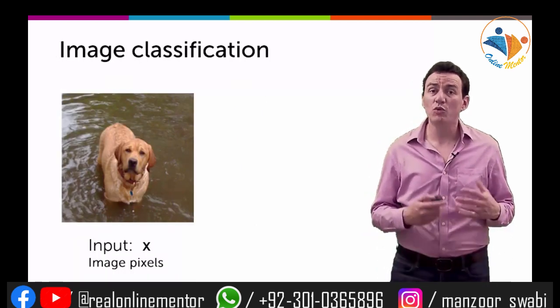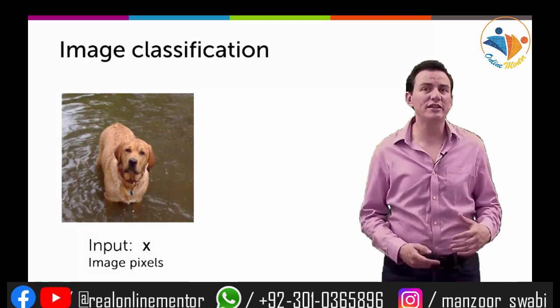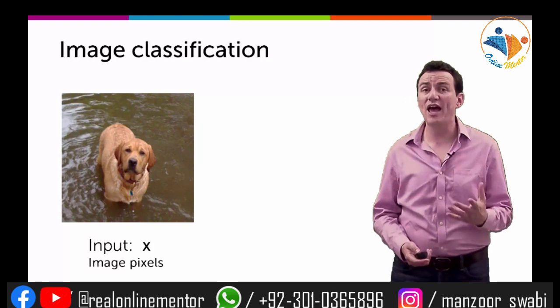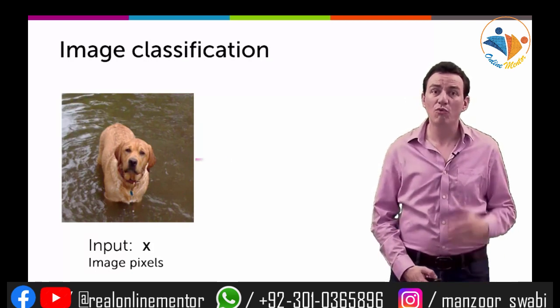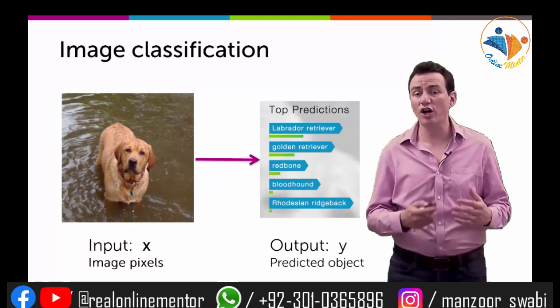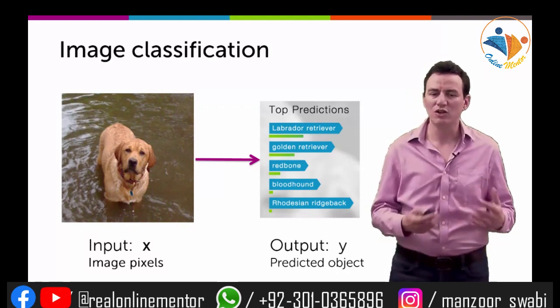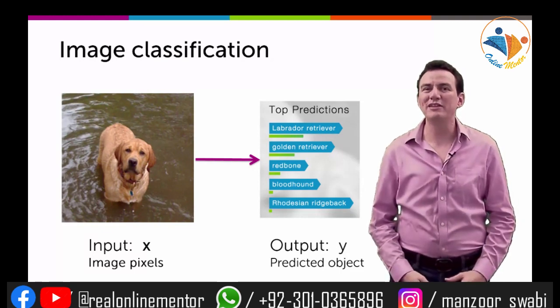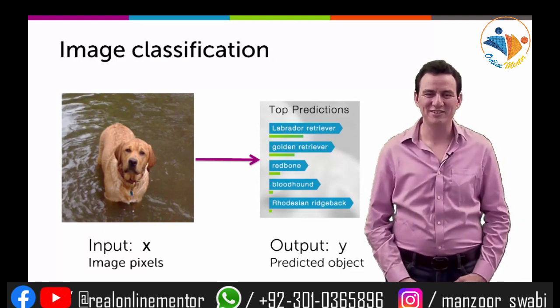In computer vision, we do a lot of classification. We're going to take an image and figure out what is in that image. So for example, here, the input X are the pixels of the image. We feed it to a classifier and we're going to predict things like, is this a dog? In fact, it's a Labrador Retriever, Golden Retriever, or a different kind of dog. This is actually my dog, a Labrador Retriever.